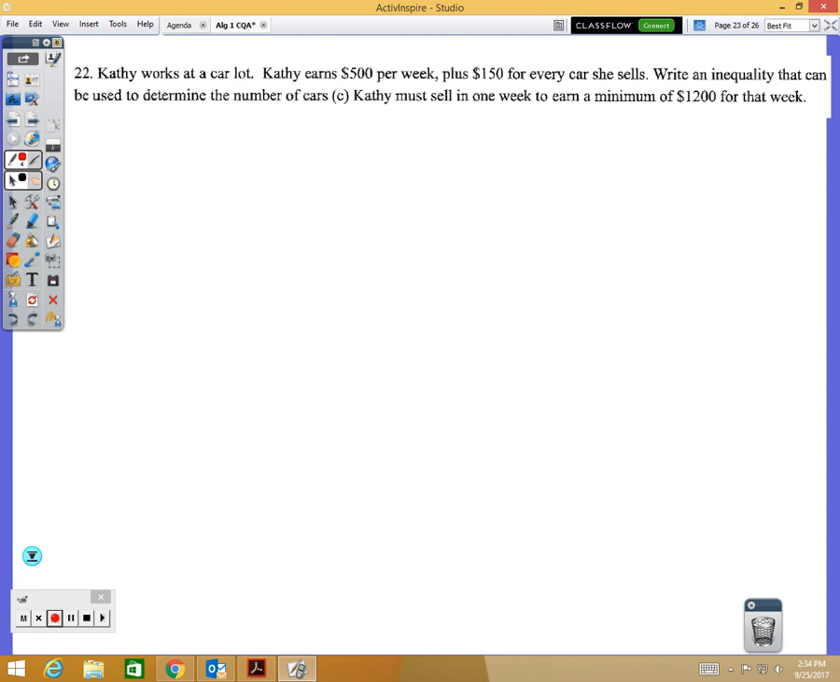Question number 22. Kathy works at a car lot. Kathy earns $500 per week plus $150 for every car she sells. Write an inequality that can be used to determine the number of cars, C, Kathy must sell in 1 week to earn a minimum of $1,200 for that week.